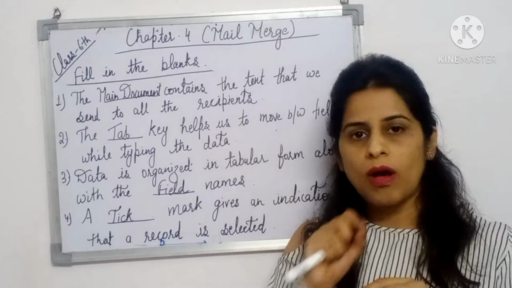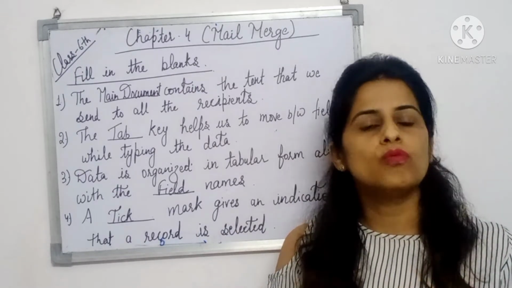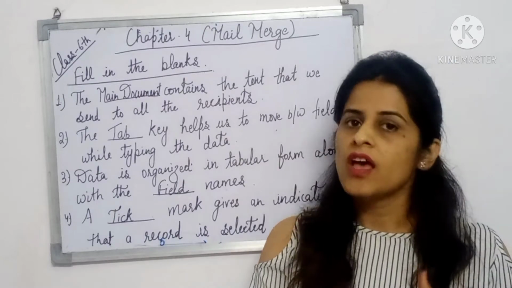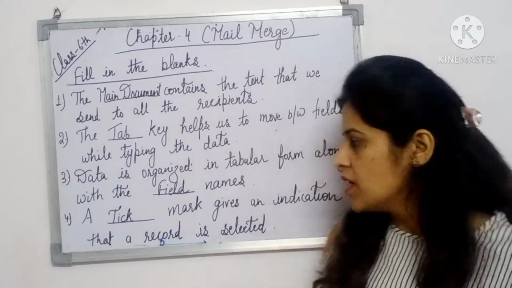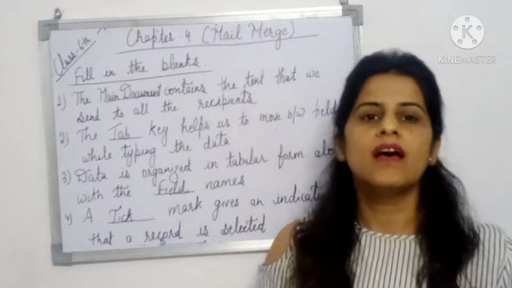So the records you select, you will put a tick mark on them, and those you don't want to select, to whom you don't want to send the invitation, you will leave unchecked. So we will use the tick mark, that gives an indication that a record is selected.